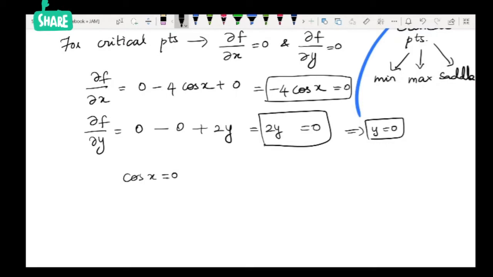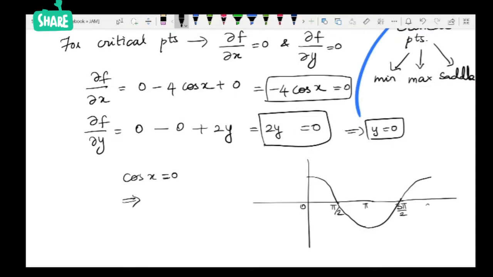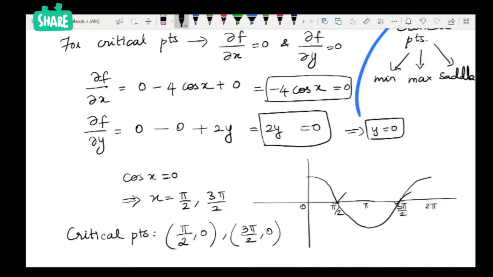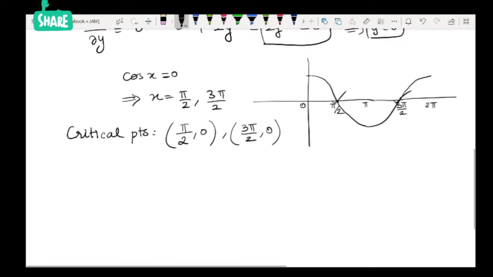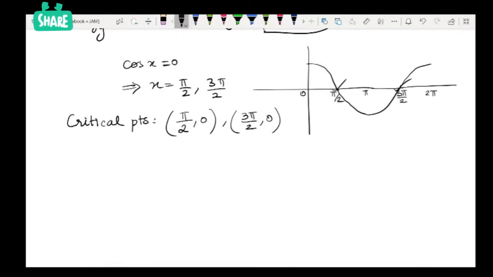Now we need to find for which values of x we get cos x equal to 0. If we look at the diagram of cos x, at 0 it is 1, and at pi by 2 it is 0, and it goes to minus 1 at pi, and again at 3 pi by 2 it is 0, and it reaches 1 at 2 pi. So this is the diagram of cos x, and our x is between 0 to 2 pi only. That's why I've stopped at 2 pi. So the zeros are at pi by 2 and 3 pi by 2. So the critical points will be pi by 2 comma 0 and 3 pi by 2 comma 0, x comma y, where y is already 0. Now to find whether it could be a maximum or minimum or a saddle point, we are going for a second derivative test.